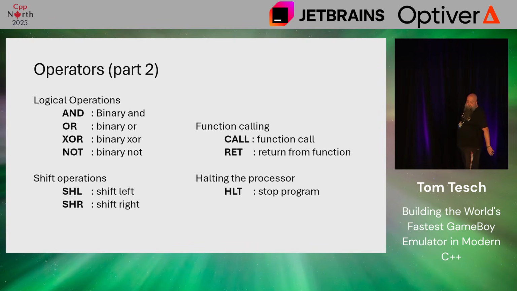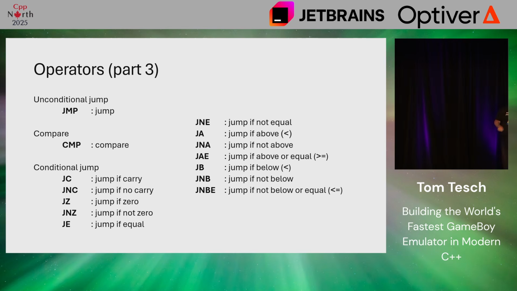You can do some logical operations like AND, OR, and XOR, and binary NOT, and then shift left and shift right. Call a function which is just pushing a return address on the stack. And then if you call return, it will pop that and put it in the instruction pointer. And there's also conveniently an instruction called halt, which stops the processor. We also have jump. It's an unconditional jump to go somewhere else in the code. Remember the jump start we saw?